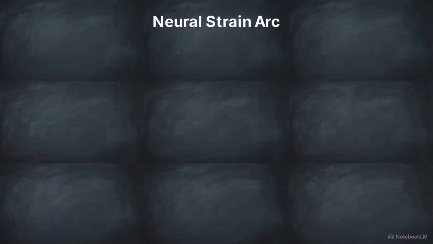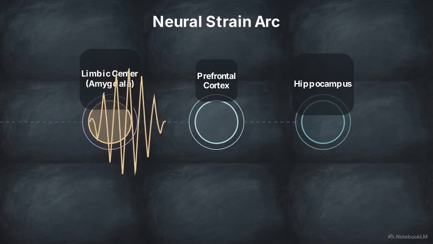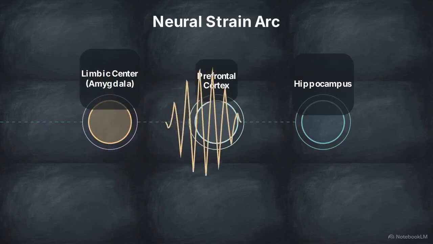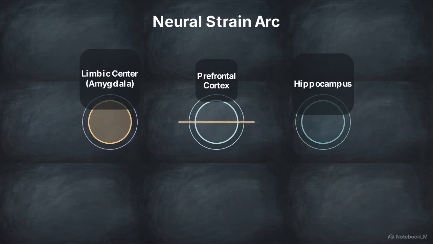Every interaction follows a strain arc. It begins when an external social strain package enters the system, creating an imbalance. This hits the limbic centers first. The amygdala acts as an emotional amplifier. The strain's amplitude increases, turning observation into a high-priority signal. The prefrontal cortex then strives to integrate this signal, applying regulatory feedback to stabilize the wave and lower internal tension.